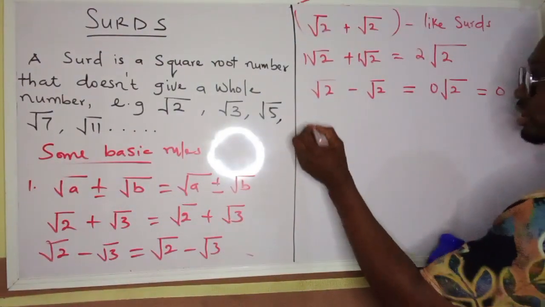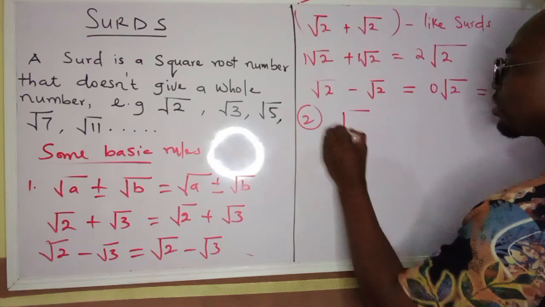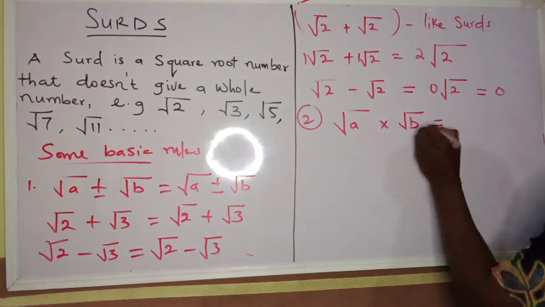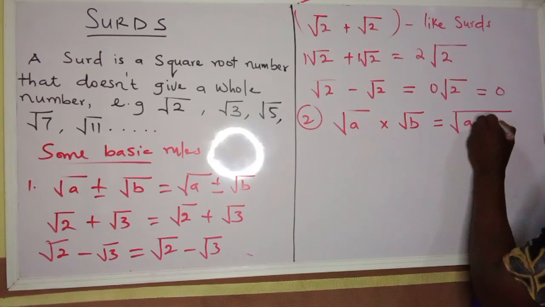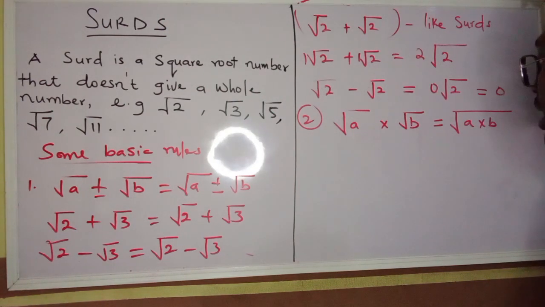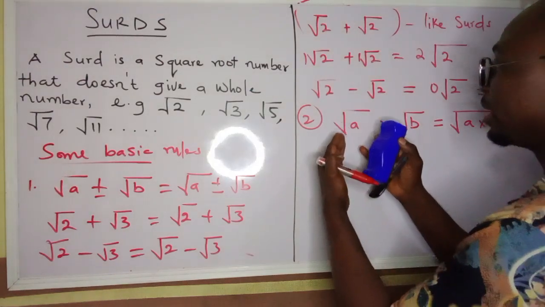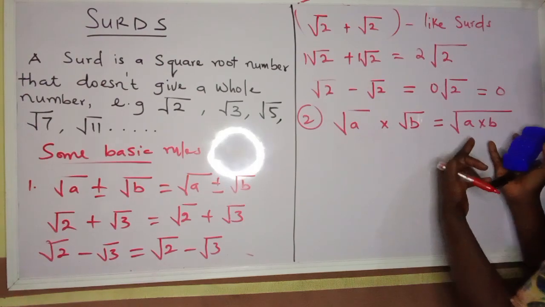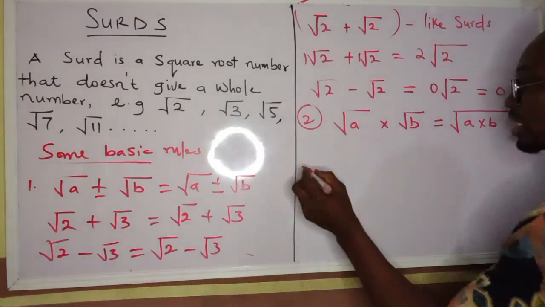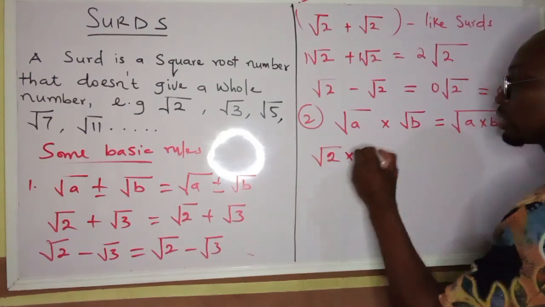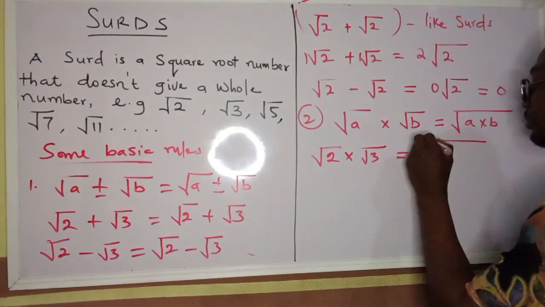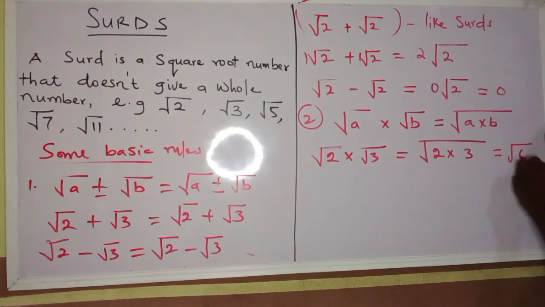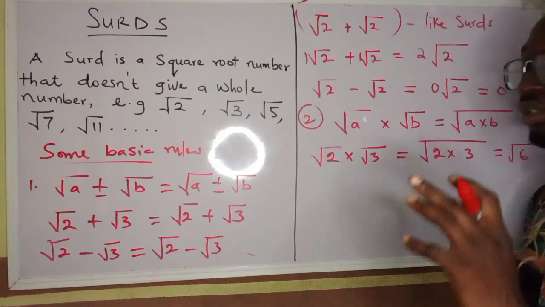Now, what of multiplication? Let's look at multiplication. If you have the square root of A multiplying the square root of B, you have the square root of A times B. So if the square root of a number is multiplying the square root of another number, you can multiply the two numbers under the same square root sign. For example, the square root of 2 multiplying the square root of 3 becomes the square root of 2 times 3, which is the square root of 6.